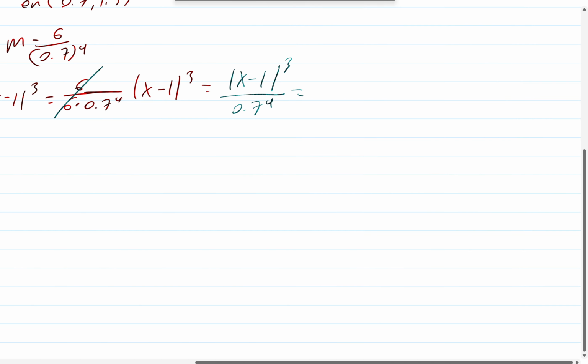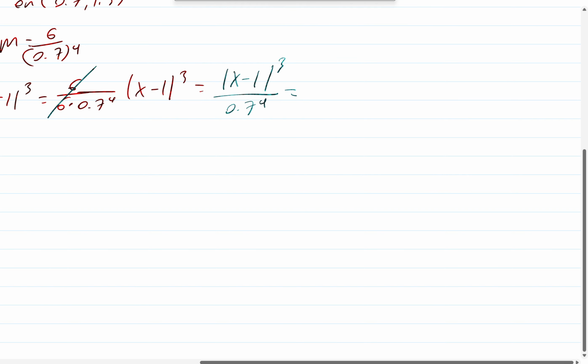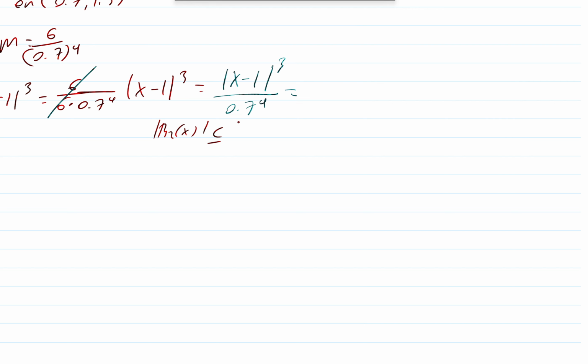Now we know that R2 is less than or equal to 0.3 cubed over 0.7 to the 4th. So we get 0.1125, and that is our answer, depending on how many sig figs the lecturer or the teacher wants you guys to do.